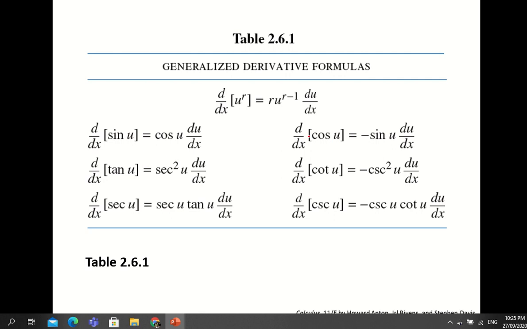For cosine u, the derivative is equivalent to negative sine u times the derivative of u with respect to x. For cotangent u, the derivative of cotangent u with respect to x is equal to the negative of cosecant squared u times du, or the derivative of u with respect to x. And for cosecant u, the derivative of cosecant u with respect to x is equal to negative cosecant u times cotangent u times the derivative of u with respect to x. Okay, so please memorize these so that when we discuss this in detail later on, it's easy for you to follow me.